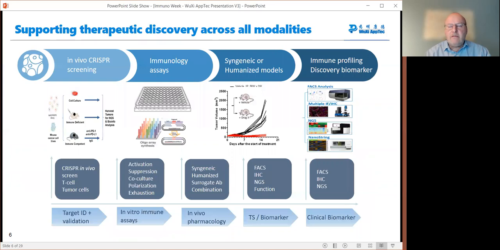To provide a roadmap for this discussion, these are the core disciplines that I'd like to comment on. We'll start with target ID and validation, in particular referencing genetic tools, then go on to discuss first in vitro and then in vivo assays, and finally talk a little about biomarkers.